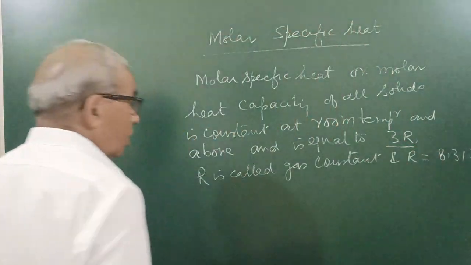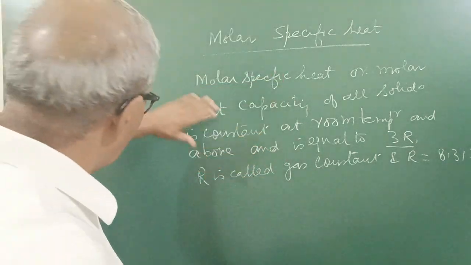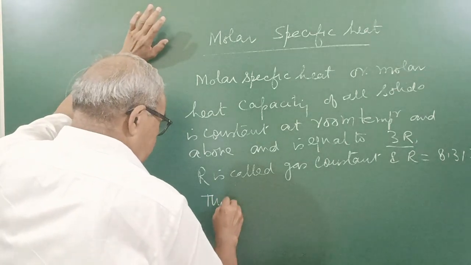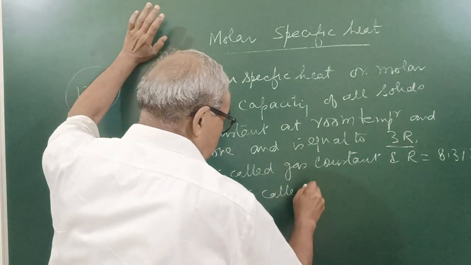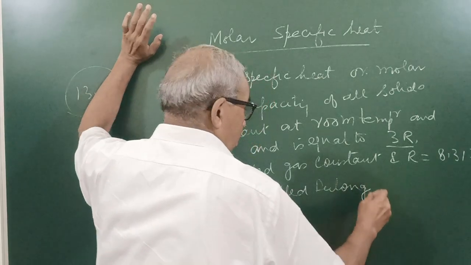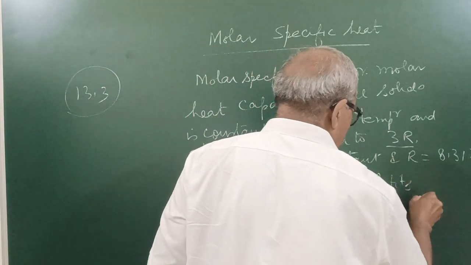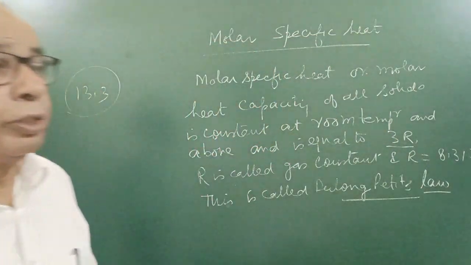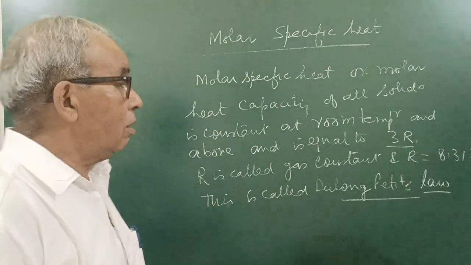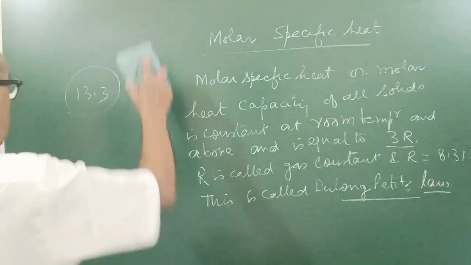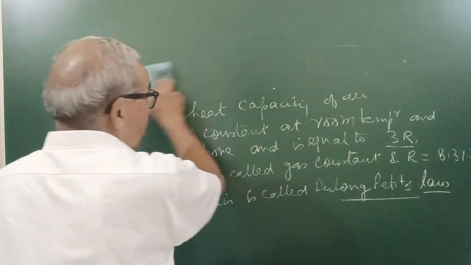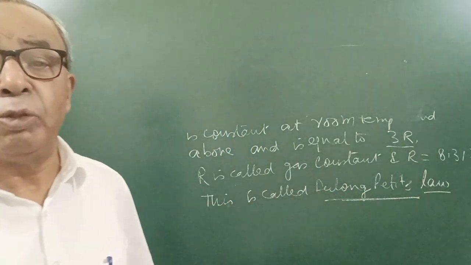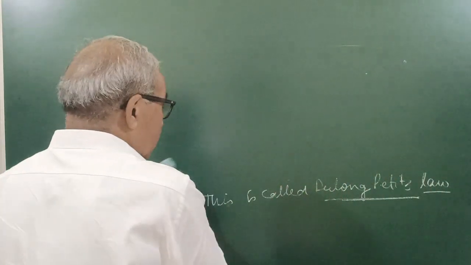So 3R is the molar specific heat of all solids at room temperature, except for some exceptions like carbon, and this is called Dulong Petit's law. I don't know why they have not mentioned it in NCERT. It is very important. In chemistry, it is used to determine the equivalent weight of elements and compounds. I could not mention this Dulong Petit law in the last video due to hurry. So that was about the molar specific heat of solids.